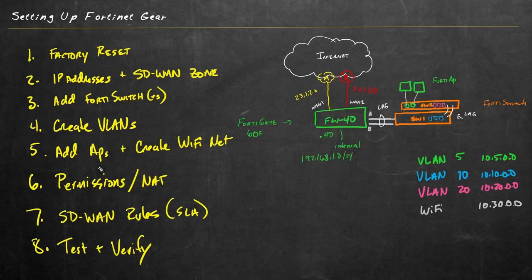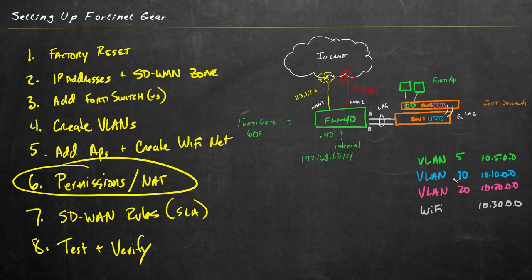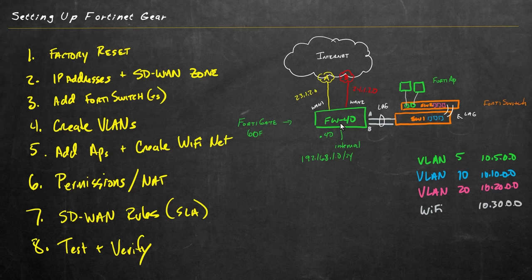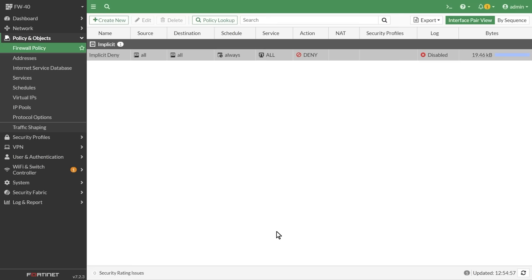And while that second access point is coming up, let's go ahead and tackle our next piece, and that is permissions. Because clients in VLAN 10 or 20 or clients on the Wi-Fi network, they're not going anywhere through the firewall unless we set up permissions. So to configure the permissions, we're going to go back to the FortiGate, and we're going to set up a firewall policy to allow the traffic through the firewall. So back here at the FortiGate, we're going to go under Policy and Objects and go to Firewall Policy and create a new firewall policy to allow the traffic to go through the firewall.